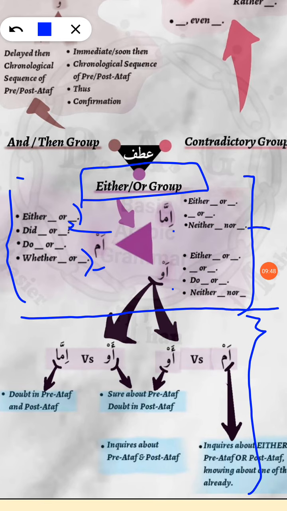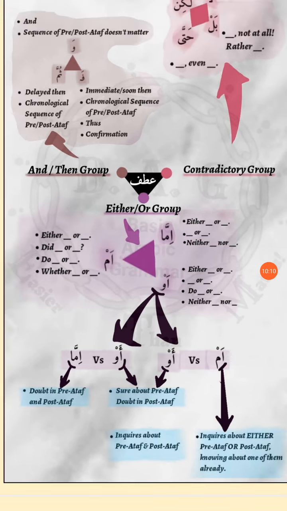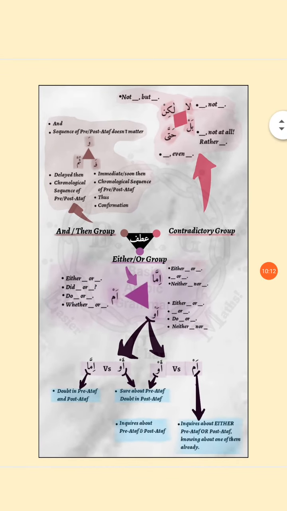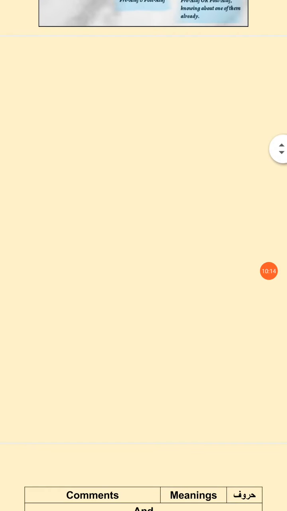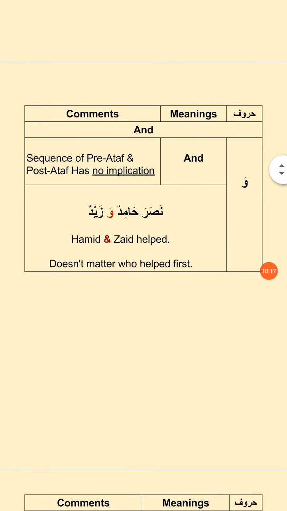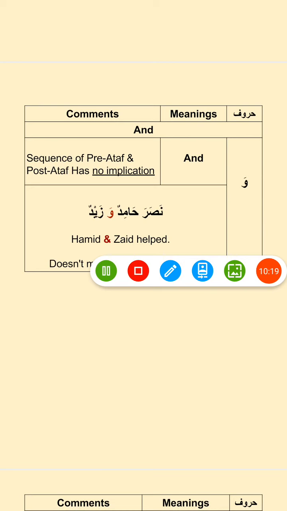Just remember either or group has three members: imma, o, and they come with various structures of either or, or whether or, or simply or. So we all know how to use either or. It doesn't really require any explanation. We'll come to this comparison part afterwards. But let's begin our main lesson, in which we are going to discuss each of these separately, inshallah.